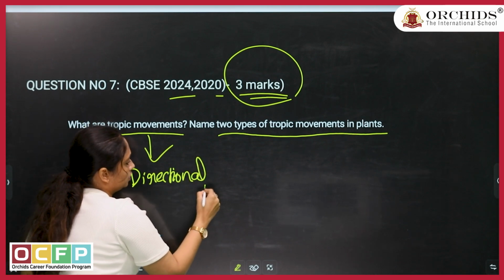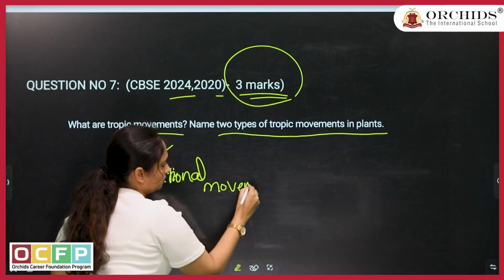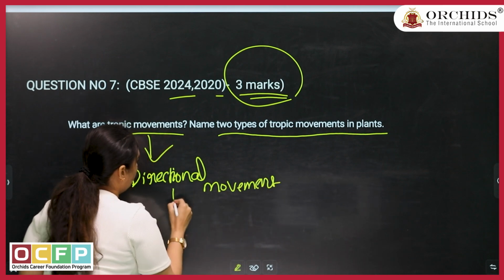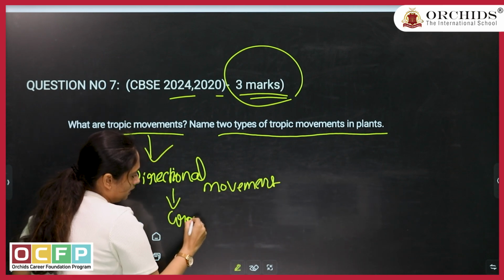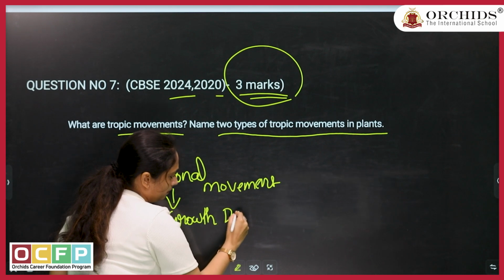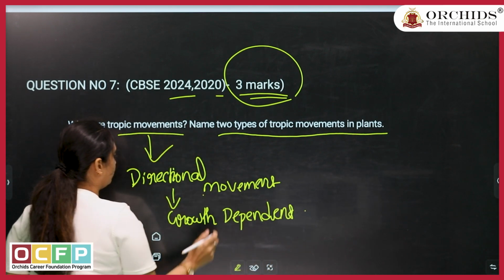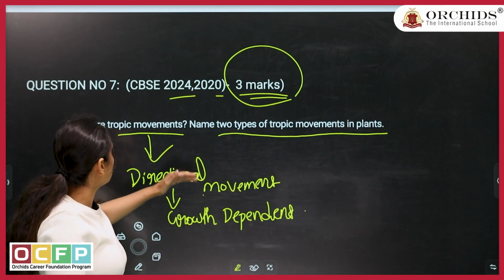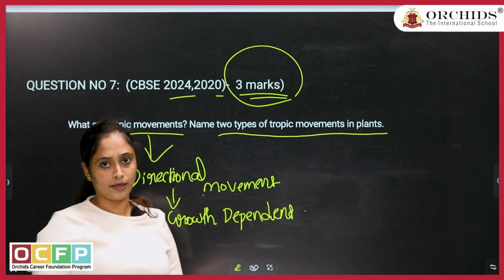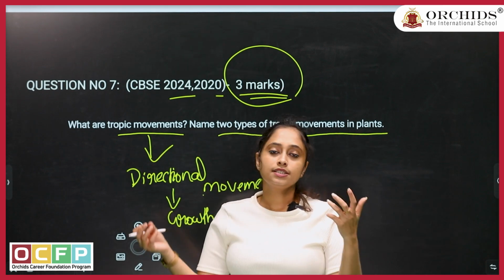It is a directional movement, and they are growth dependent movement. Directional and growth dependent movement, these are the main 2 points about tropic movement. Tropic movement means when any stimuli come.